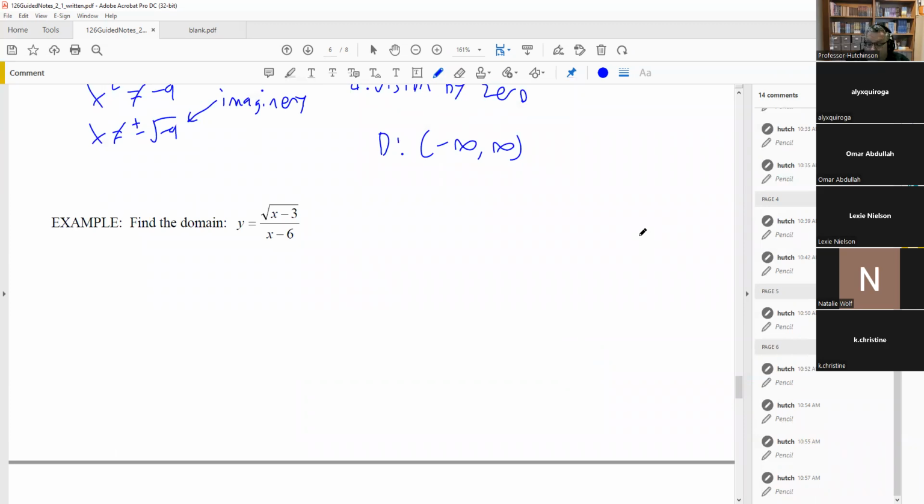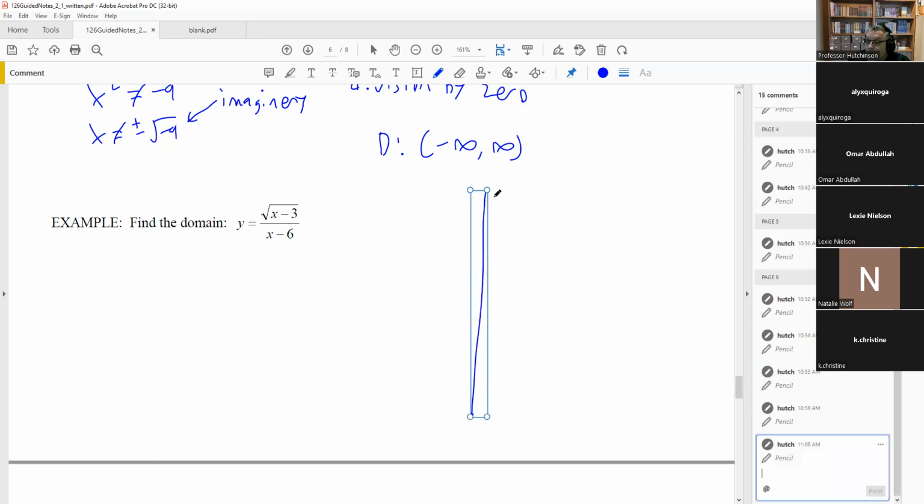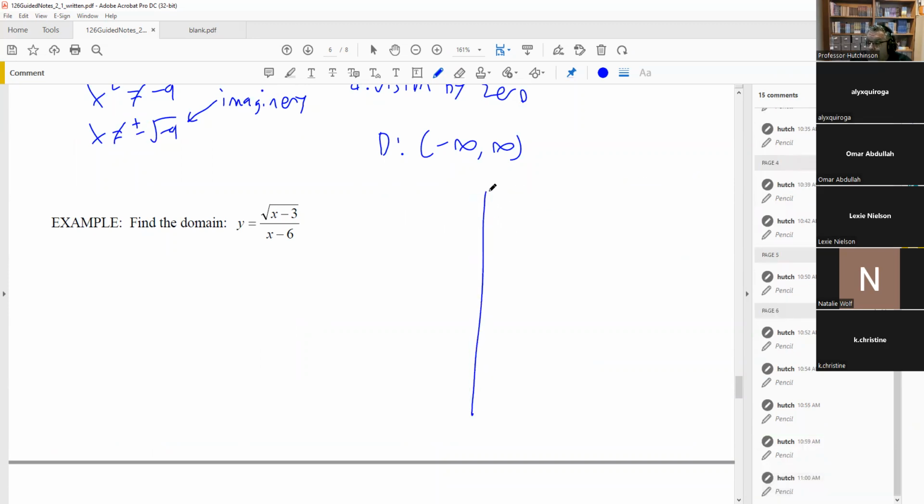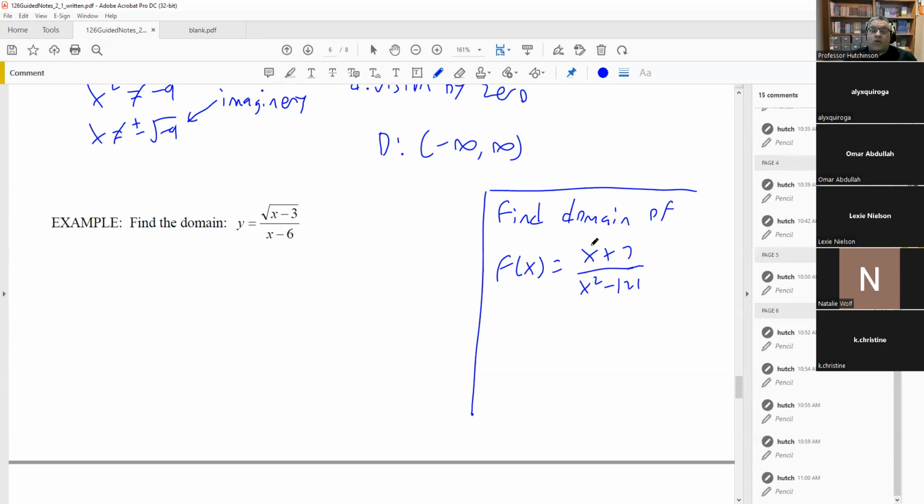Okay, I'm going to do 2 more questions. I'm going to do this one, but then I'm also going to do another one over here. I'm going to do another problem. Find the domain of f of x equals x plus 7 over x squared minus 121. I'm going to do that example as well, because there are two different types that we have here, just to make sure I cover everything that the homework has in there as far as domain is concerned.